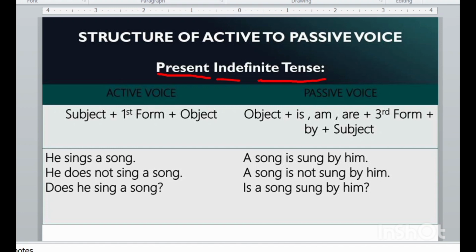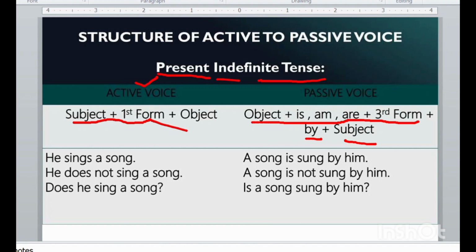Subject plus first form of verb plus object is the structure of active voice of present indefinite tense, and object plus is/am/are plus third form of verb plus by plus subject is the structure of present indefinite tense in passive voice.